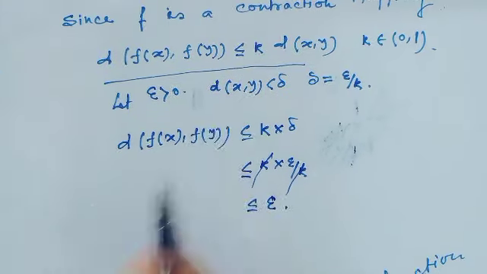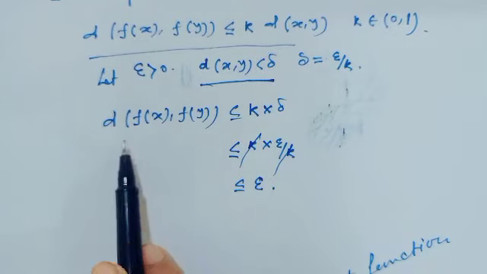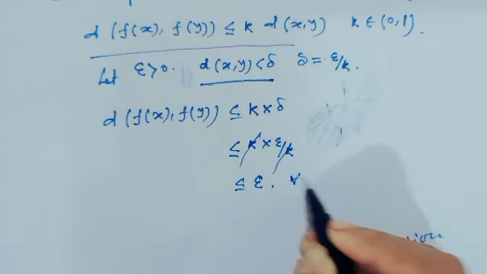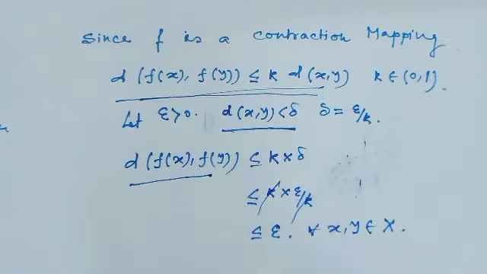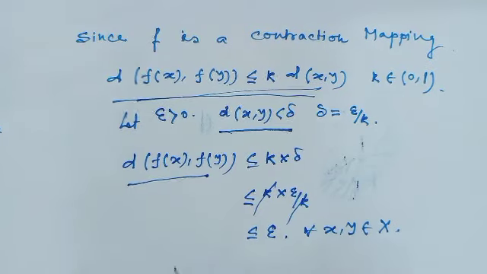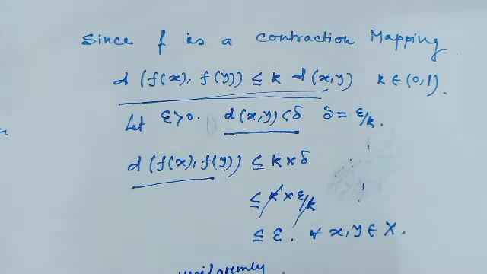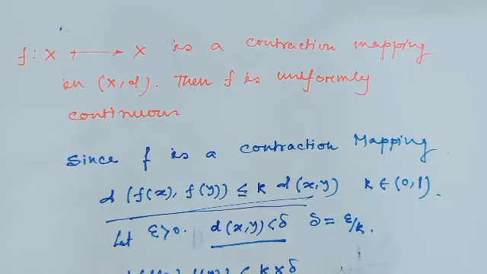Therefore d(x, y) < delta implies d(f(x), f(y)) < epsilon, and this is true for all x, y belonging to the metric space X. Obviously this contraction mapping is uniformly continuous. I hope all my viewers have understood this type of question easily.